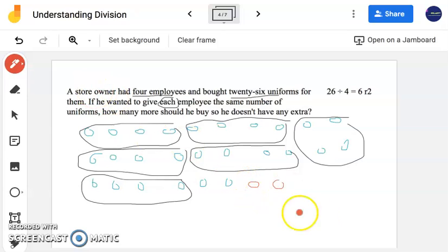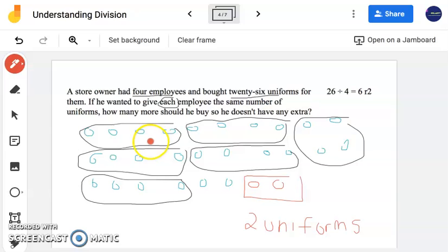So the answer to my problem here would be in red, these 2 dots, which is telling me how many more should he buy so he doesn't have any extra. And you would say 2 uniforms. So notice this picture here is extremely helpful in solving problems like this, especially when you're unsure on how to go about it. Always go back and refer back to drawing a picture to help you better understand it.